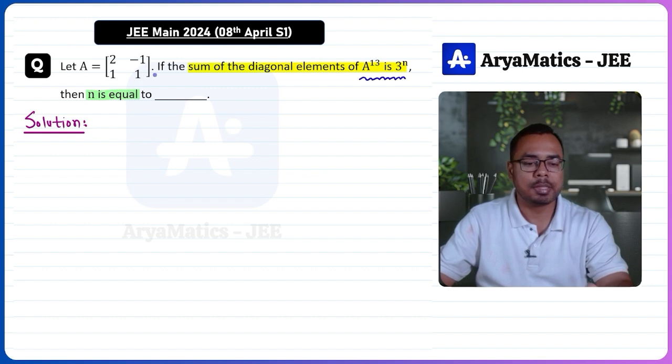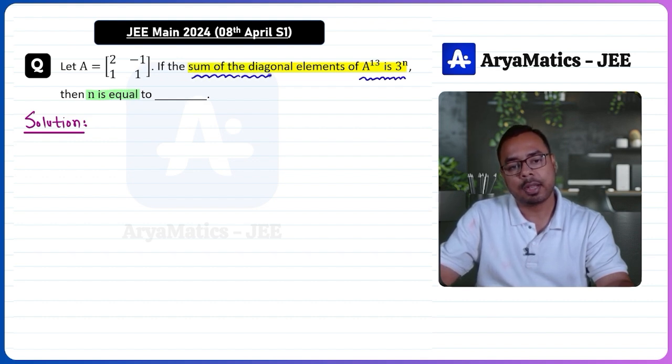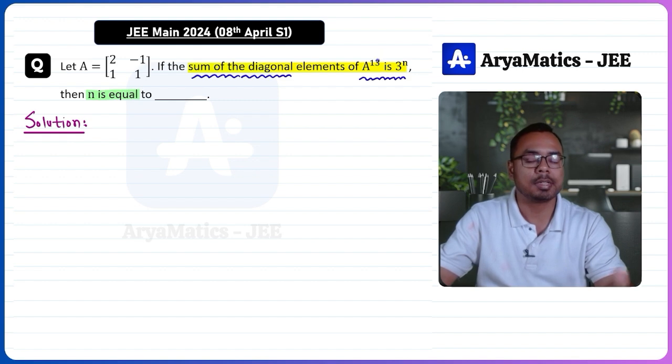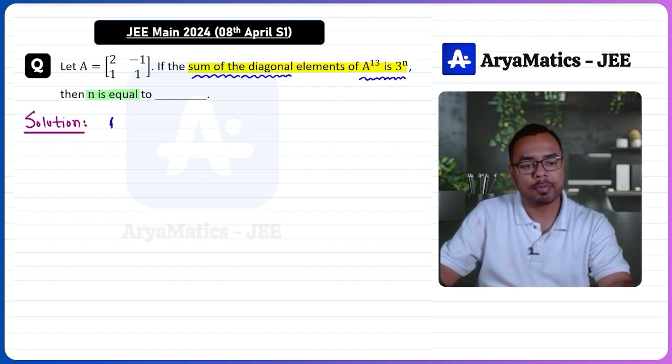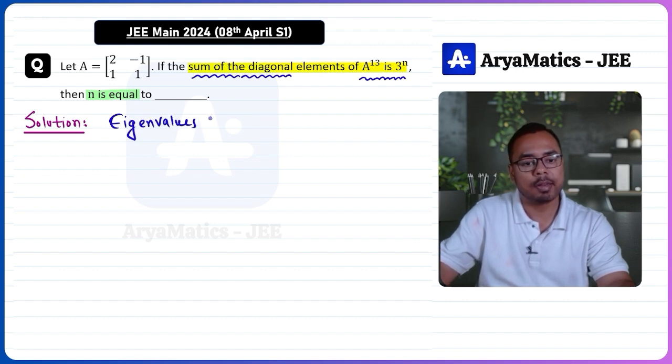But there is another much easier method of solving these types of problems. And in the last few years in JEE Main, you will find that there are a number of PYQs where some matrix is given, and you have to find the sum of diagonal elements of that matrix raised to some large power like 13, 15, and so on. These types of problems one can easily solve if you are familiar with the concept of eigenvalues of a matrix and properties of eigenvalues.